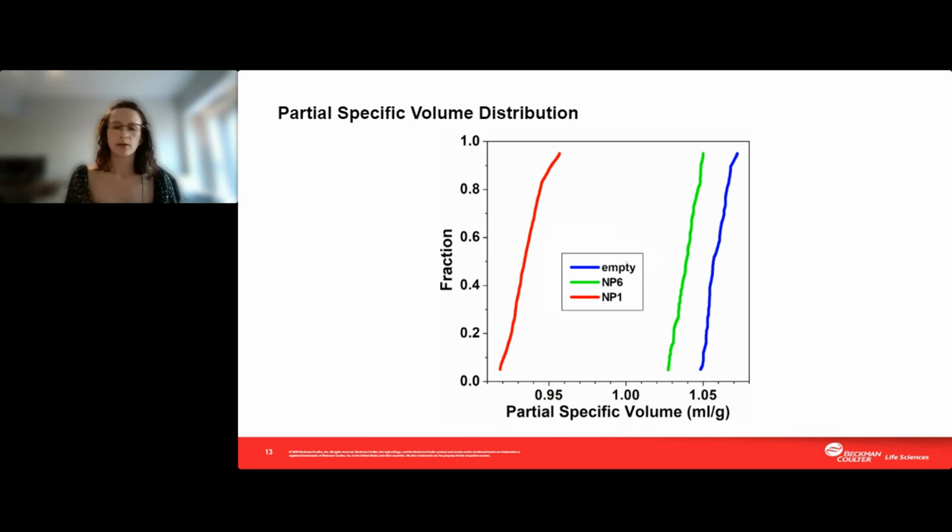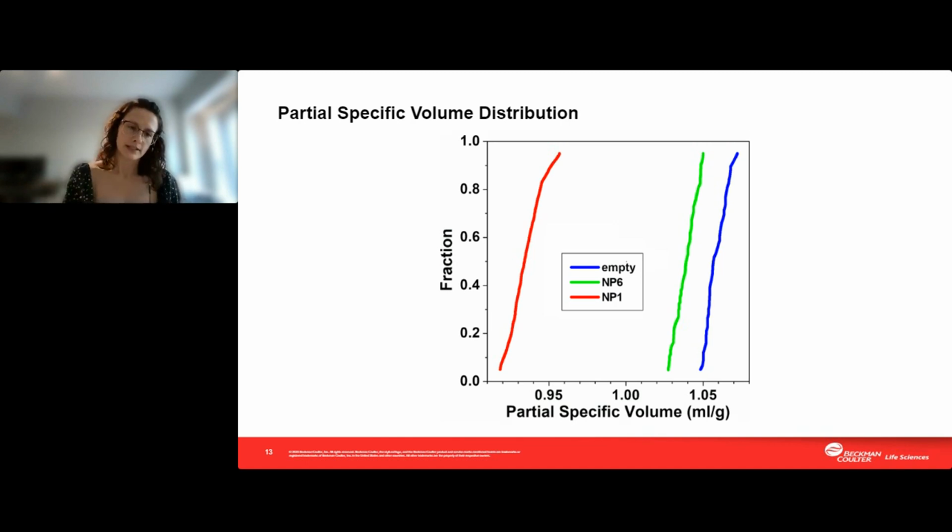If you guys remember, I was just showing you previously the sedimentation plots for the NP6 sample, and this sample had negative sedimentation coefficients, meaning that it had a greater than 1 partial specific volume. And you can see that in the green trace here. You can see that it's greater than 1 and therefore should float in water, which is what we saw.